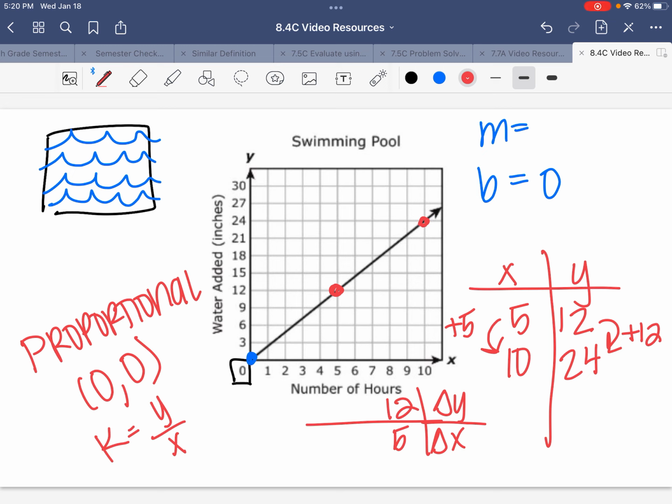But I want to know how much y changes for only one increase in x. So I'm just going to find that equivalence. So I'm going to divide by 5, because 5 divided by 5 gives me 1. And then 12 divided by 5. I'm going to use my calculator. And that gives me 2.4. And what this slope tells me, and what this means, is that it's increasing 2.4 inches every hour. So the slope is increasing 2.4 inches every hour.